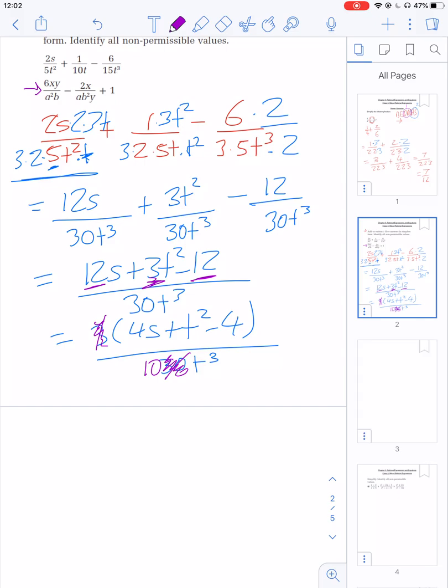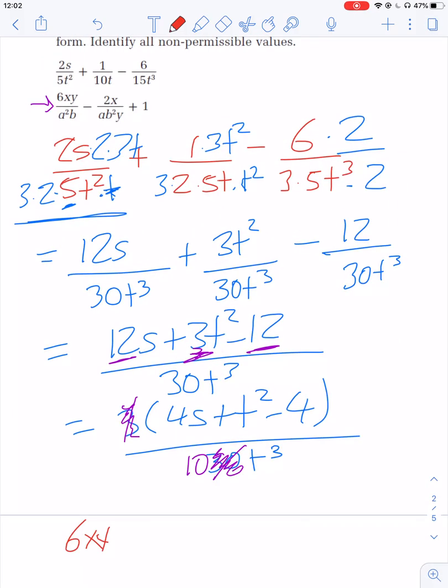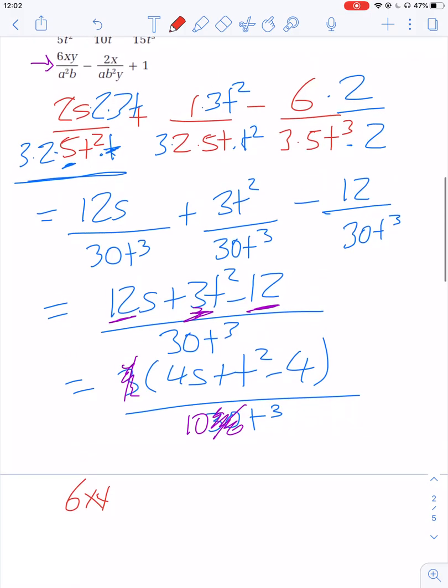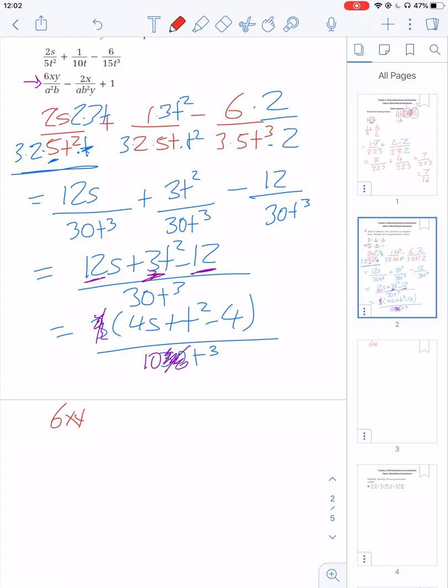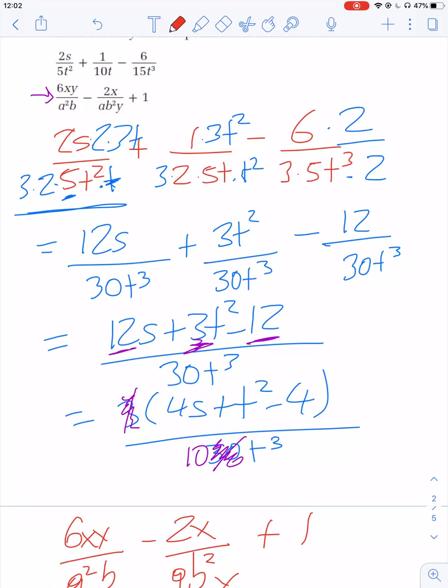So I'm just gonna recopy the question down here. So I have 6xy. Actually, that was kind of helping me, so I'm just gonna keep it for now. Once I copy the question, then I'll remove it. Okay, so 6xy over a squared b, minus 2x over ab squared y, plus 1. Okay, now let me remove this.